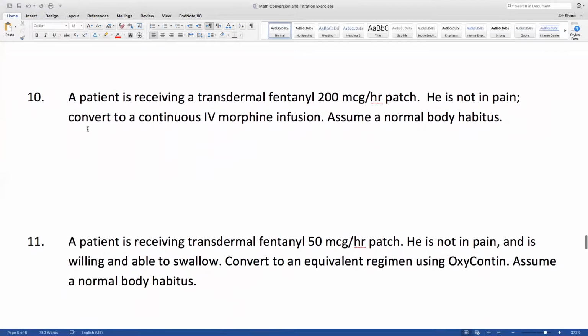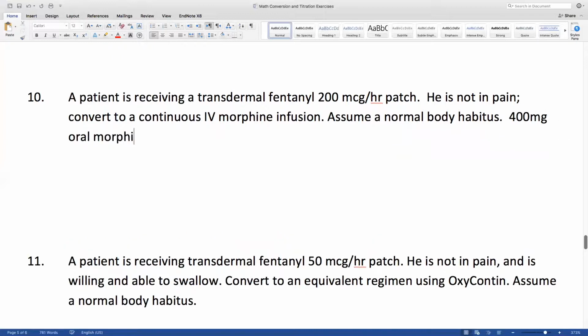Transdermal fentanyl, 200 mic per hour patch. We see it. He is not in pain, but we want to start him on an IV morphine infusion. He just got admitted to the hospital, right? So what's his oral morphine equivalent here? 200 mic per hour patch, 2-to-1 rule. What's the oral morphine equivalent? 400 milligrams of oral morphine equivalent.